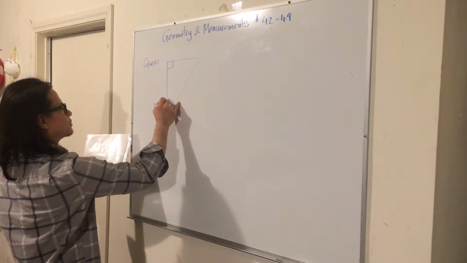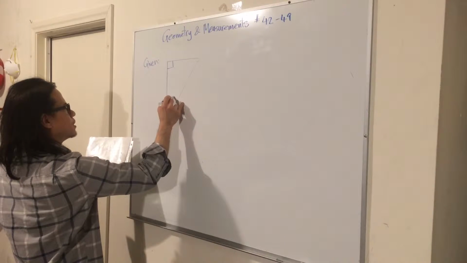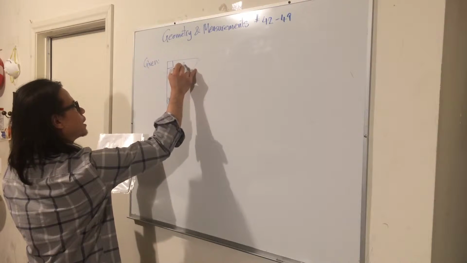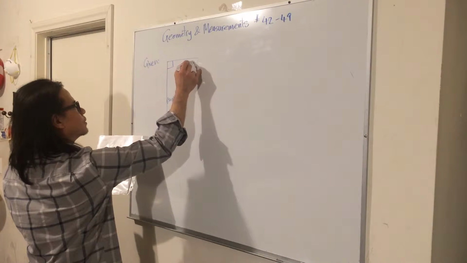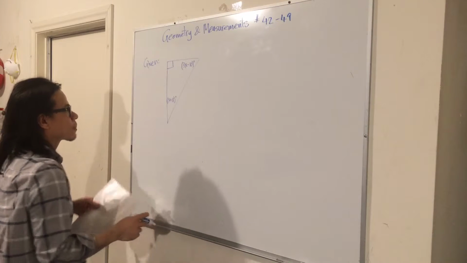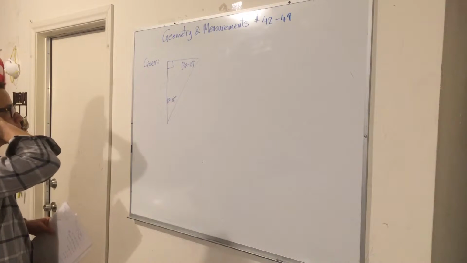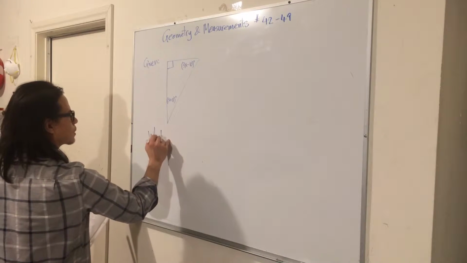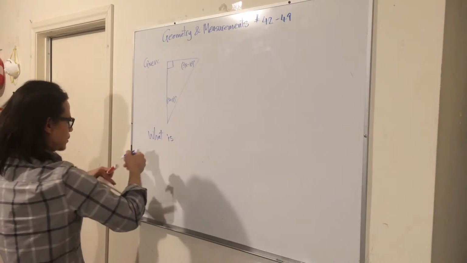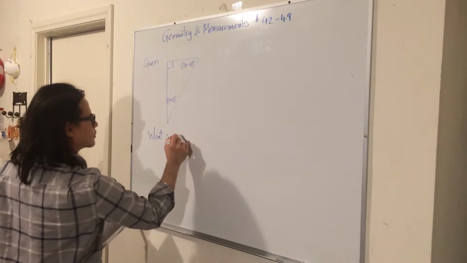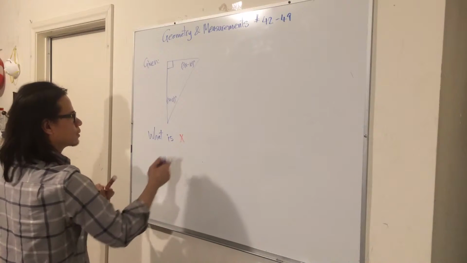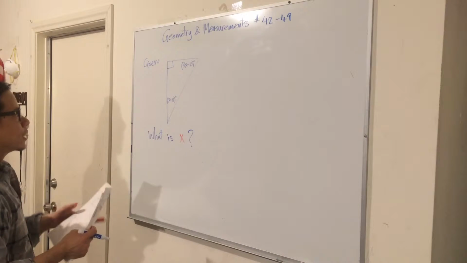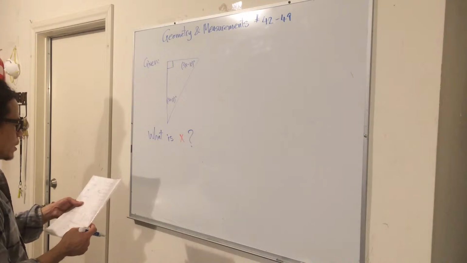So let's say this is x plus 8 degrees. And let's say this one is 3x minus 10 degrees. The question is, what is our good pal x? So what is x there in each of those angles?